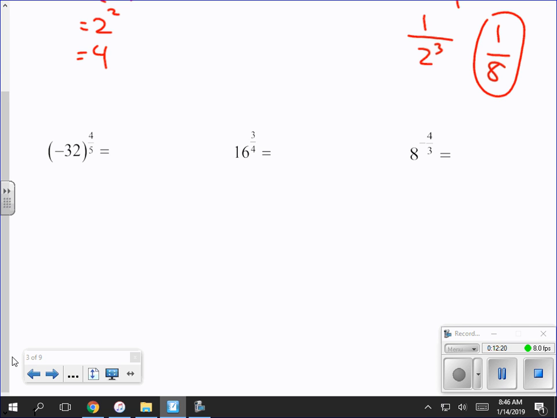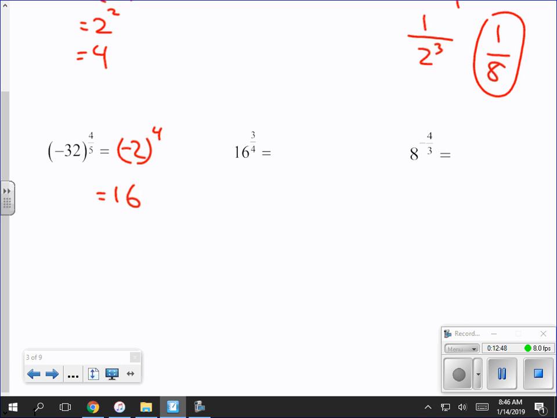Negative 32 to the 4/5 power. Man, you bet I'm not going to take 32 to the 4th power and then take the 5th root of that. Because 32 to the 4th power is going to be this big ginormous thing, and then the 5th root of that's kind of ugly. But the 5th root of 32, that's easy, it's 2. So this is negative 2 to the 4th power, which is 16.